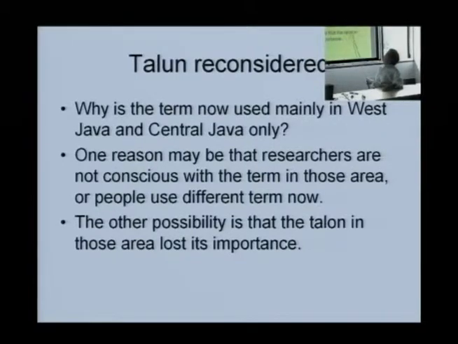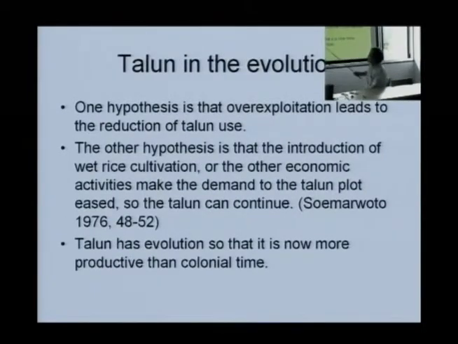Another possibility is that Tarun in those areas lost its importance. Now the system of Tarun is not practiced in those areas, Minahasa, Sumatra, and so on. In the evolution of Tarun, one hypothesis is that overexploitation led to the reduction of Tarun use. The other hypothesis is that the introduction of wet rice cultivation or other economic activity reduced the demand on the Tarun plot, so that Tarun can continue.